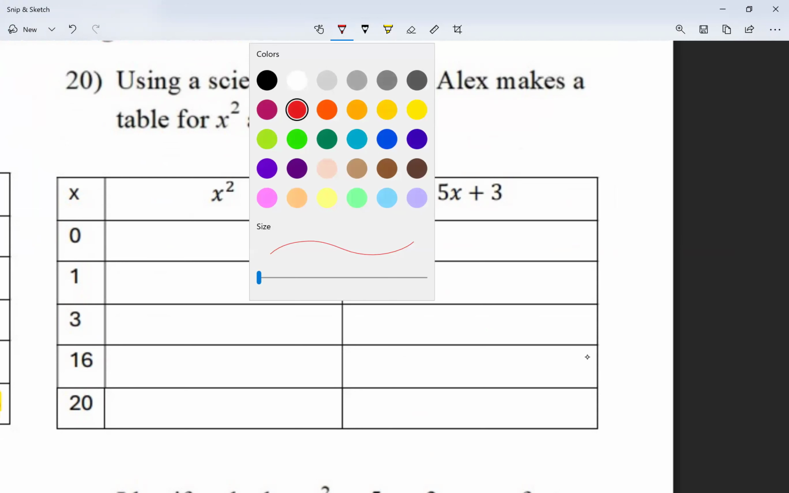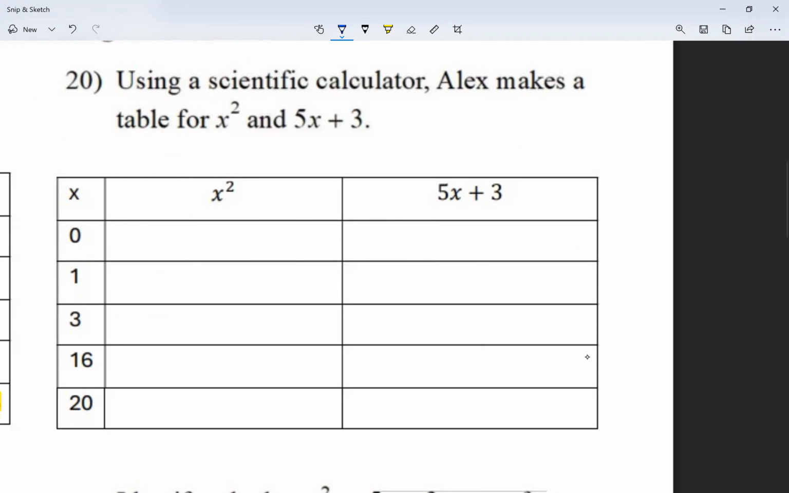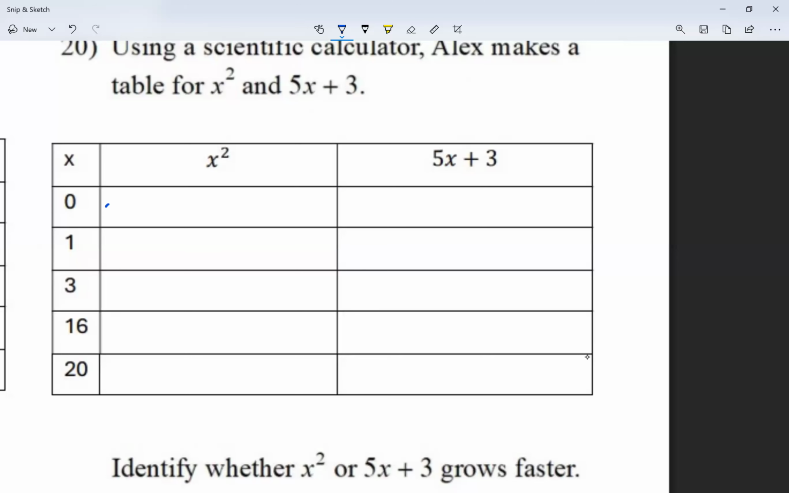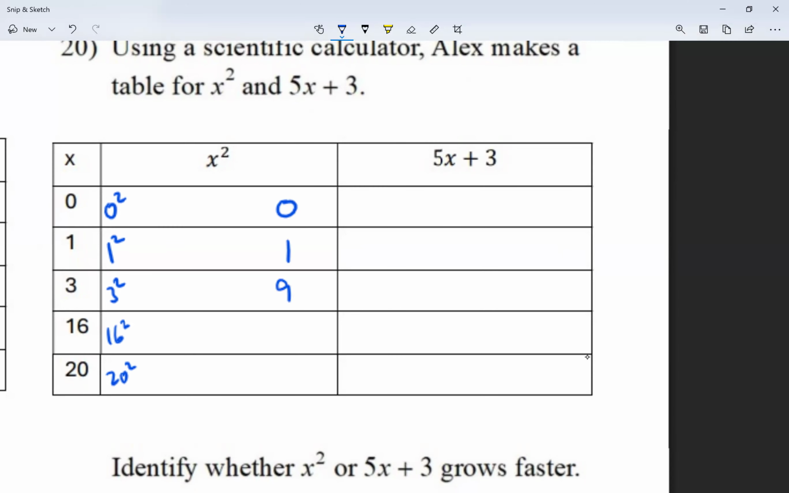So what I'm asking is, and look, my values of x are going to change a little. So be careful on that, okay? My values of x are going to change. So I'm going to go 0 squared, 1 squared, 3 squared, 16 squared, and 20 squared. So I have to complete this table. The values I want to get are 0, because 0 squared is 0, 1, because 1 squared is 1, 9, 256, and then 400.